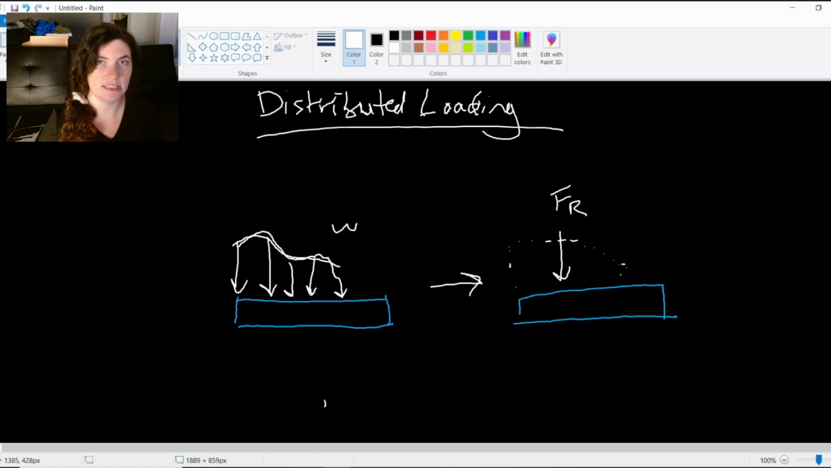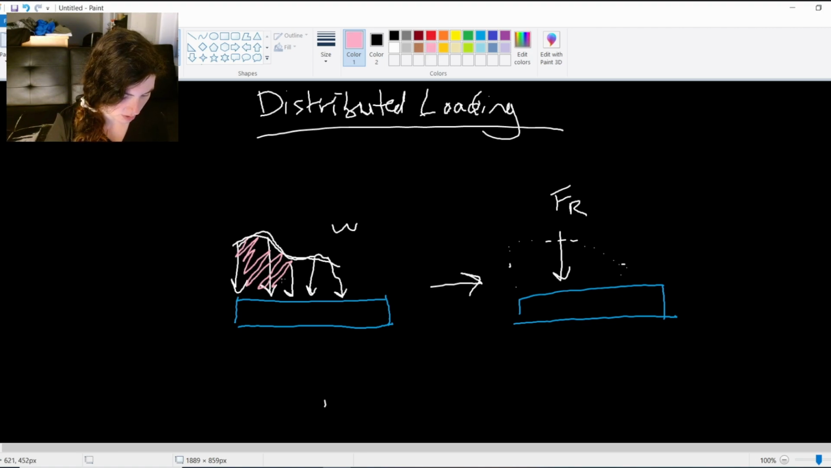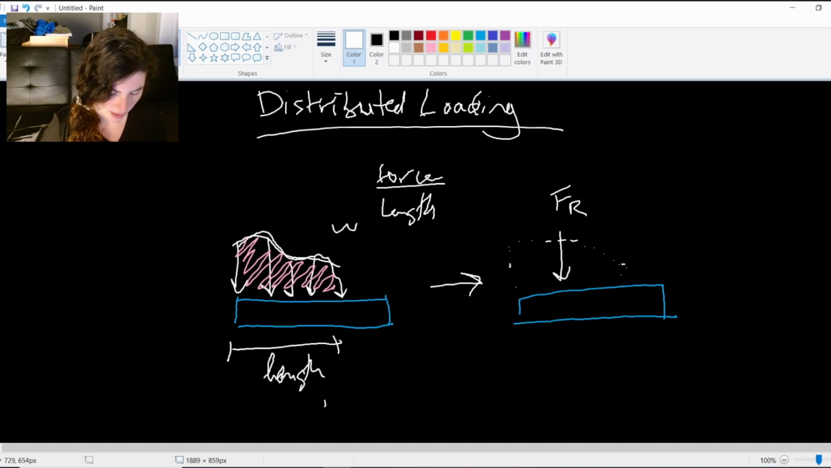And really all it is, is going back to calculus. We're going to do some integrals, okay? Because all it is, is the area under the curve. If we find the area under this curve, this gives us the magnitude of the resultant force. Because this W equation is usually given in force per length. And then you integrate over this length to find the area under the curve, and you end up with a force. You end up with your resultant force.